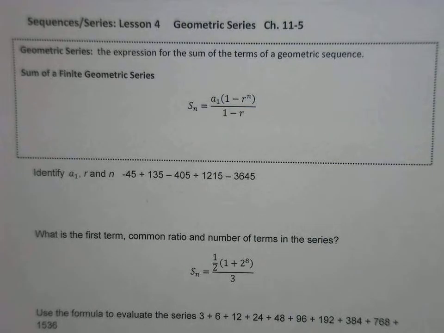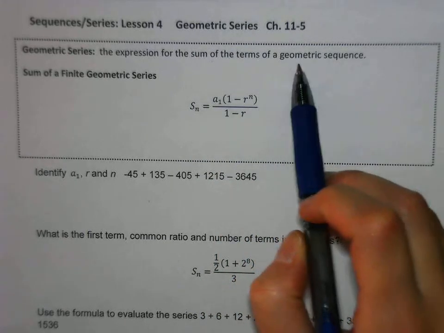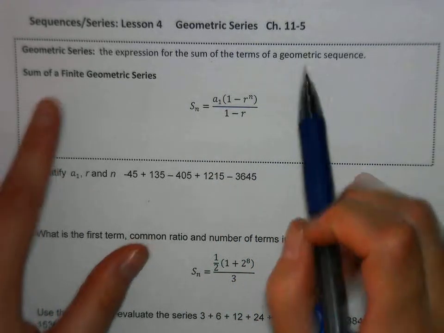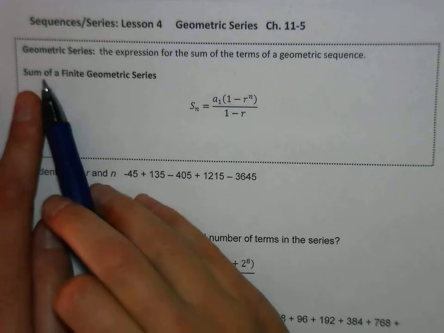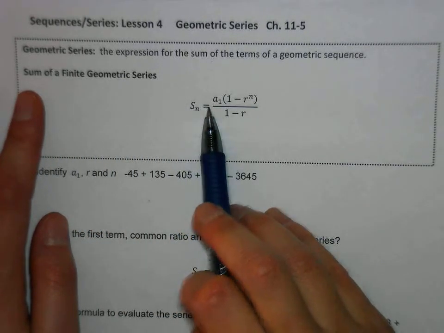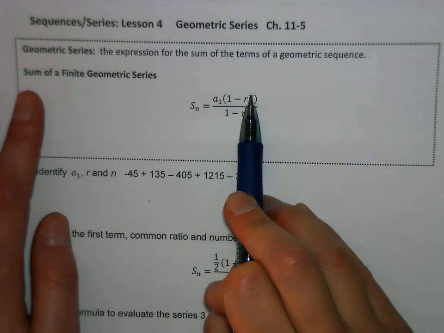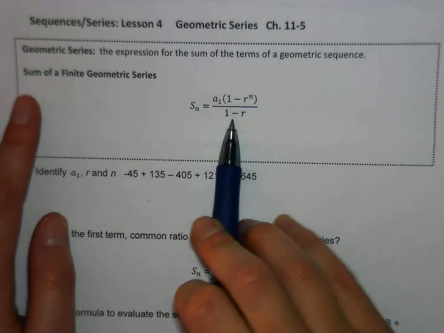Let's explore geometric series. A geometric series is the expression for the sum of the terms of a geometric sequence. The equation for the finite geometric series is S sub n, so the series equals our first term times 1 minus our ratio to the number of terms, divided by 1 minus our ratio.